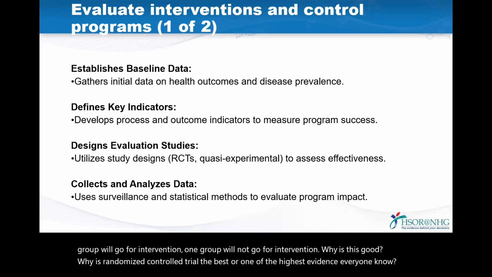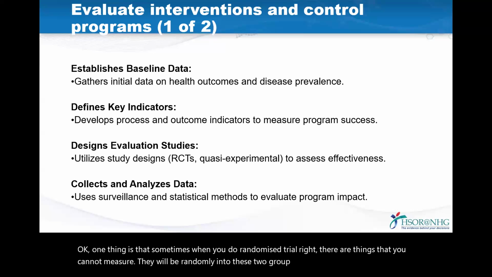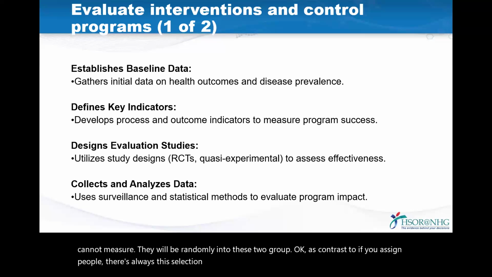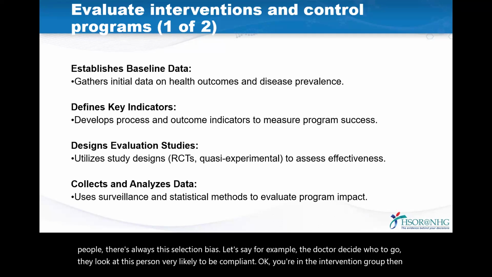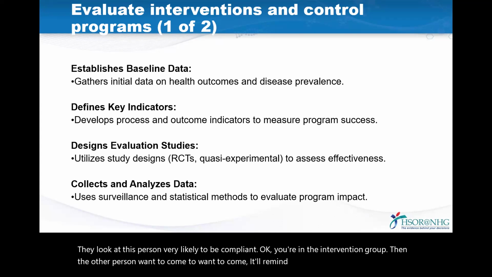One thing is that when you do a randomized trial, there are things that you cannot measure, and they will be randomly put into these two groups. As contrast, if you assign people, there's always this selection bias. Let's say, for example, the doctor decides who goes. They look at this person, very likely to be compliant, okay, you're in the intervention group. Then the other person, you remind him many times, and he goes in the control group.